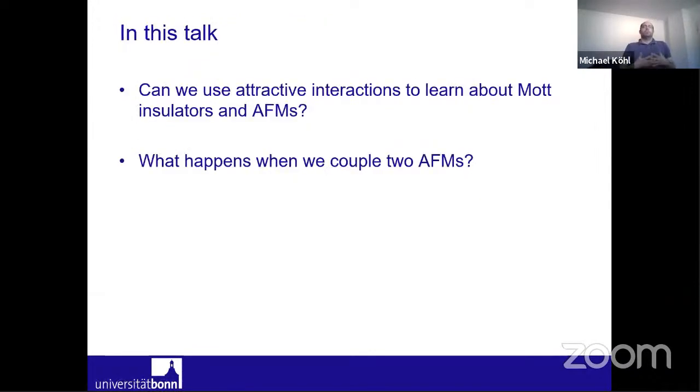All right, so much for the background. Now in this talk, I would like to show you two different experiments that we conducted over the past year. The first one is the question of what happens when we go to attractive interactions, and can we use attractive interactions to learn anything about the Mott insulator for repulsive interactions. And the second question is what happens when we couple two antiferromagnetically ordered states in a bilayer configuration.